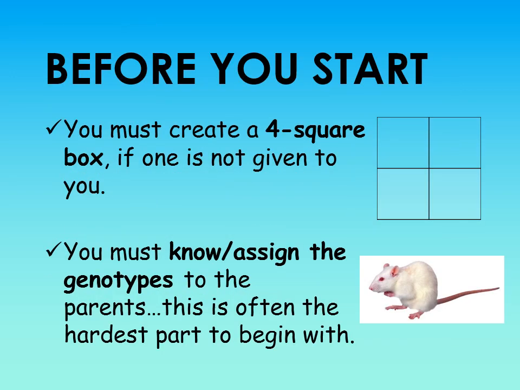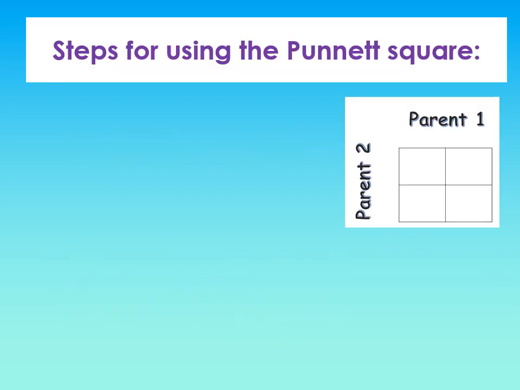It just helps us organize our thinking about what's happening between two parents. So also, before you start to use a Punnett square, you have to create this 4-squared box if one's not given to you. And again, the most important thing is to know what's going on with the parents' genotypes. And if the language is hard for you, then that will be the hardest part of doing a Punnett square.